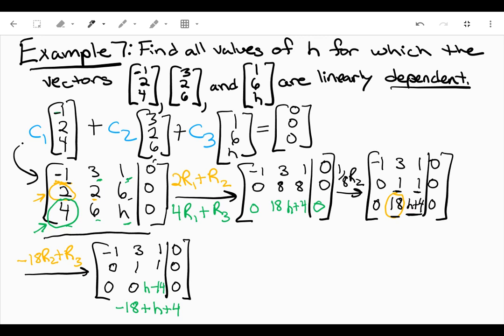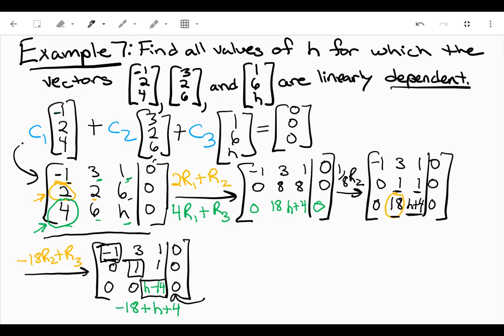Okay, so now we can consider the solution set here. So this thing is going to have only the trivial solution if there's a pivot in every column. So there's already a pivot in column 1. There's already a pivot in column 2. So if this is a pivot right here, then we're done for. Then this thing has only the trivial solution. So we need this entry right here to not be a pivot.